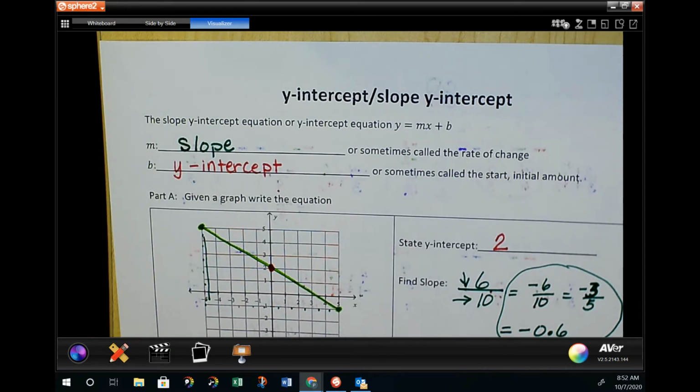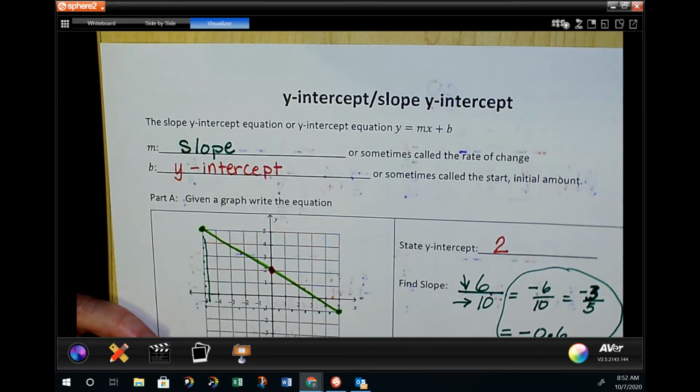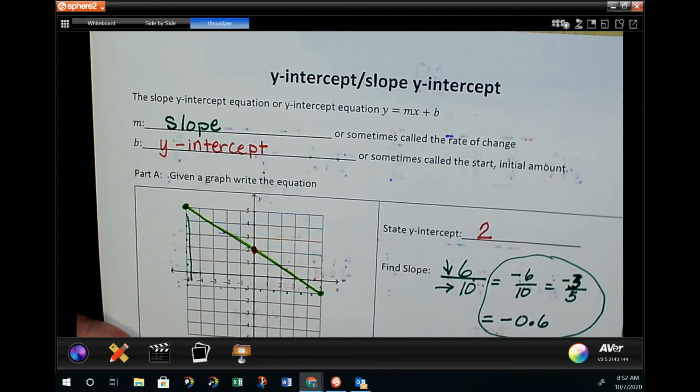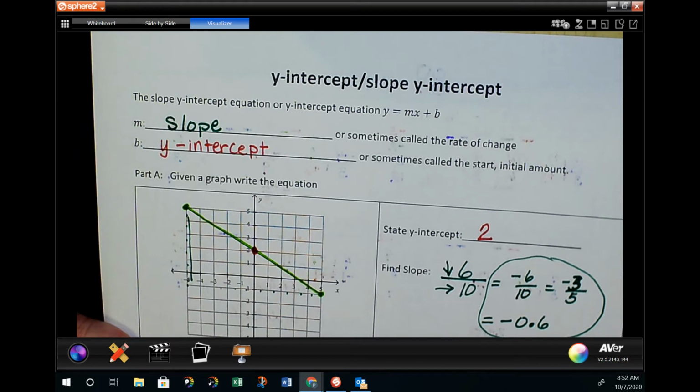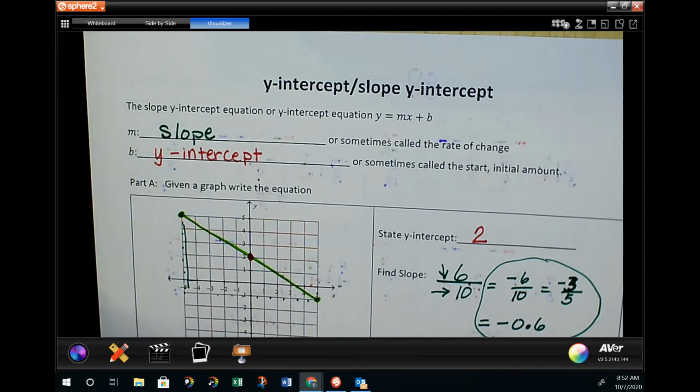So that's your equation. You can also write your equation, and I would accept it, as y is equal to negative 6/10 x plus 2, or y is equal to 2 minus 6/10 x, or y is equal to 2 minus 0.6 x. Any one of those, or you can change your fraction to be negative 3/5. That's up to you, but that's how you're going to go through and do this.